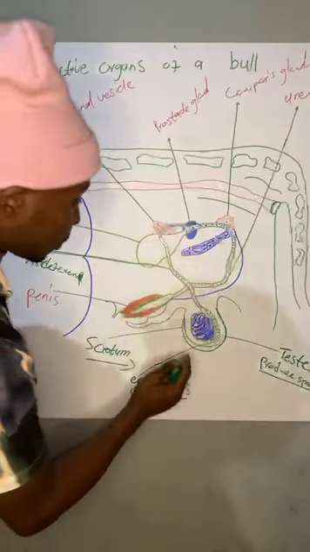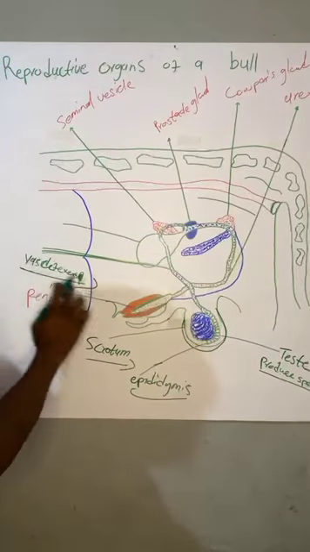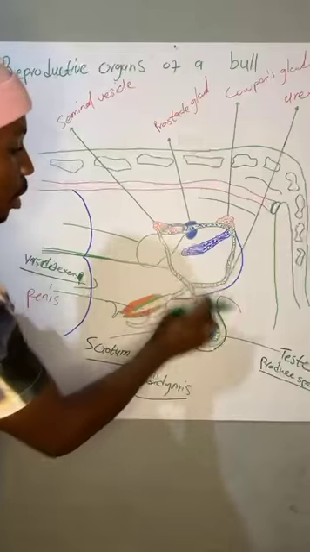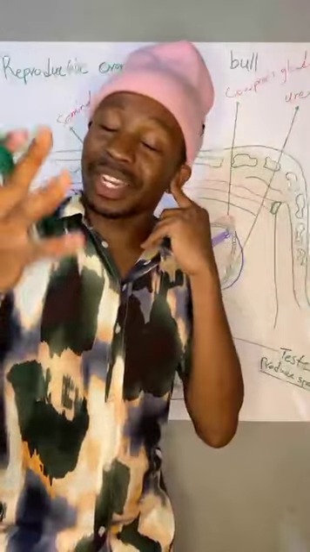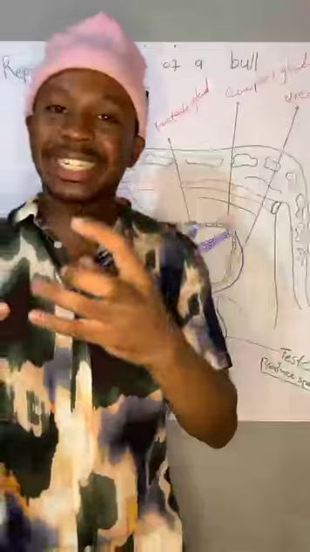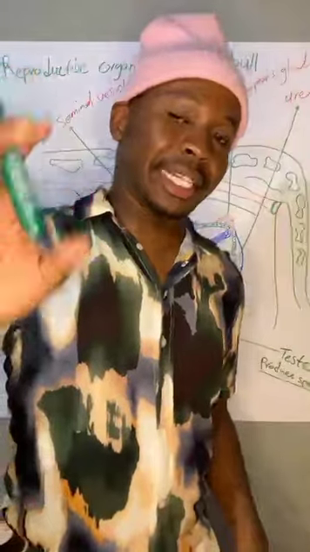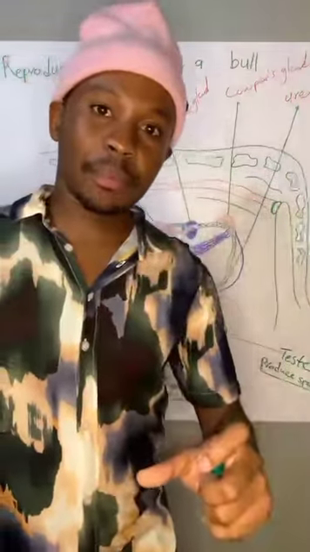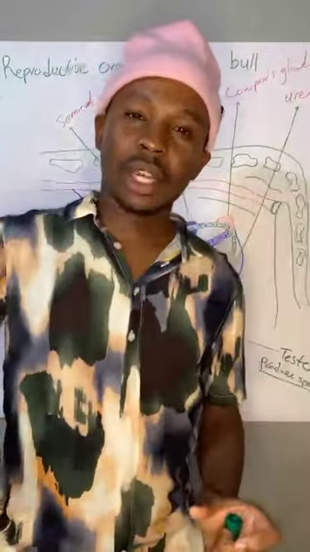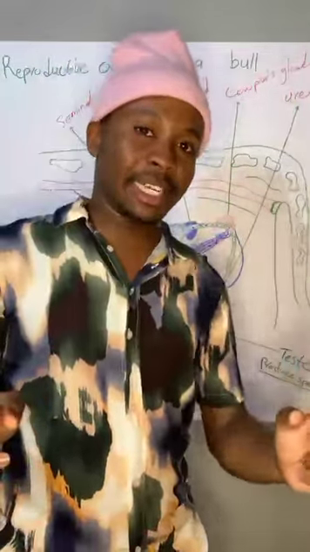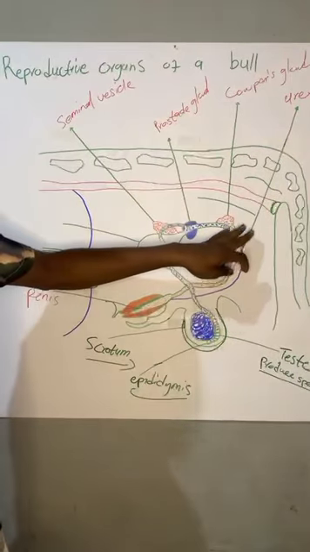Let's continue. Another thing we have is the vas deferens. It is the tube here from the epididymis. What is the function of the vas deferens? It transports the stored sperm from the epididymis to the urethra. That is the function of the vas deferens: transporting the sperm from the epididymis to the urethra.